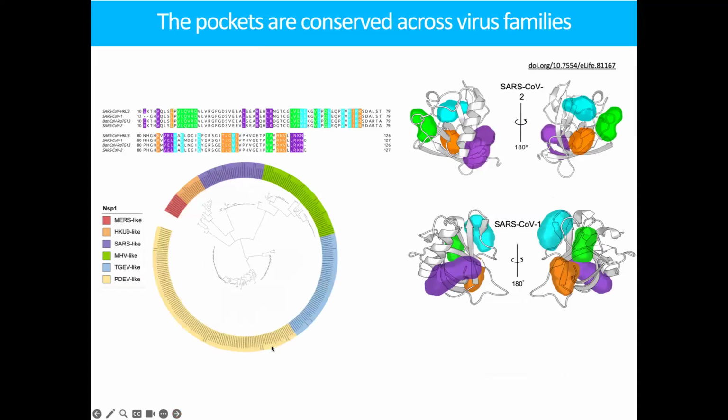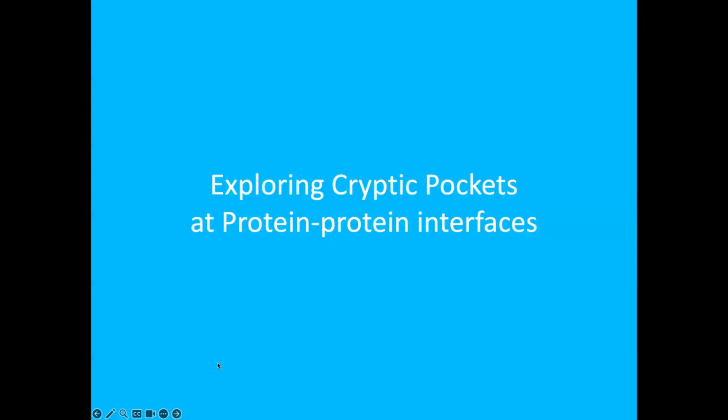The interesting thing about these cavities is that if you look at the conservation of the residues around them for different families of coronaviruses, they are conserved. So in our opinion, this target is interesting also for a future coronavirus pandemic. Fingers crossed this will not happen in our lifetime, but we will always have to be alert. The next topic is, can we use these approaches to explore cryptic pockets at protein-protein interfaces?